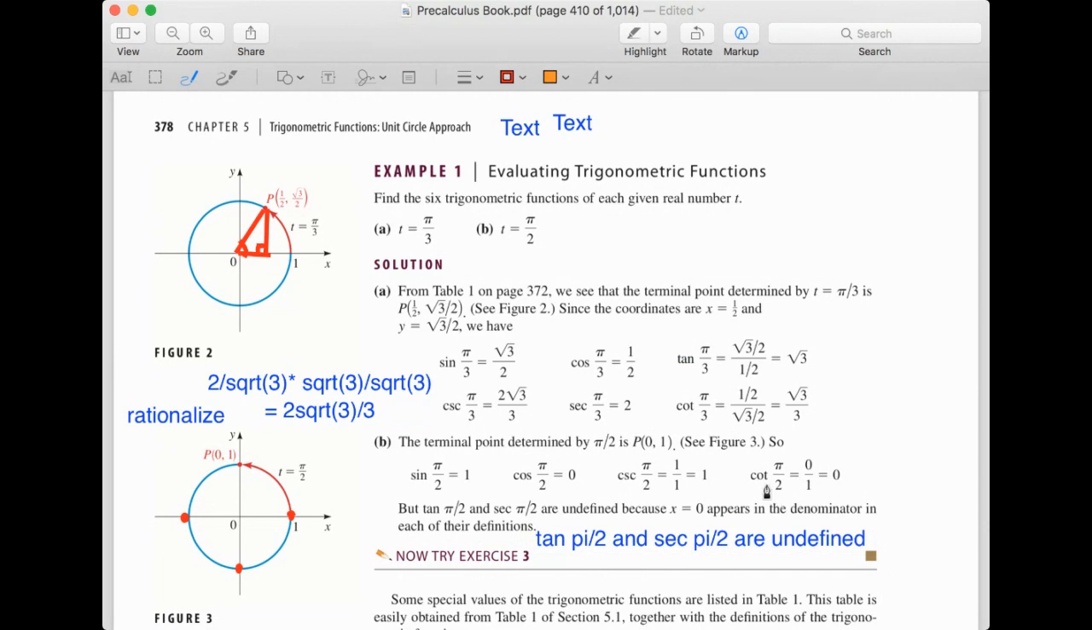However, cotangent is okay. Cotangent equals adjacent over opposite. Opposite is 1, adjacent is 0. 0 divided by 1 is 0. So for pi over 2, this point, we have those 4 values. We have sine pi over 2 equals 1, cosine pi over 2 equals 0, cosecant pi over 2 equals 1, cotangent pi over 2 equals 0. The other 2 functions are undefined at this point.